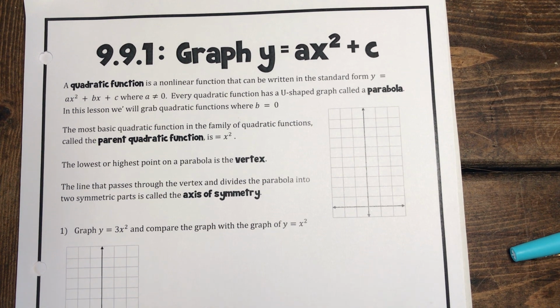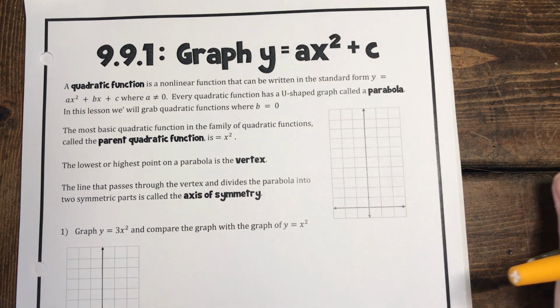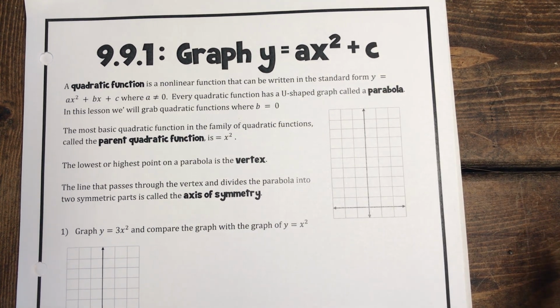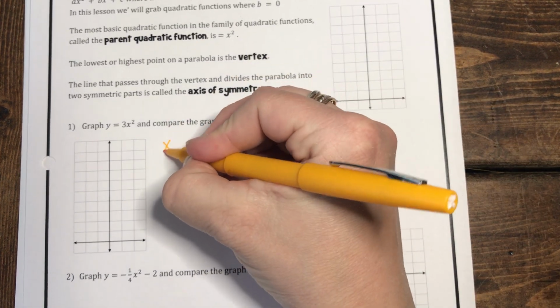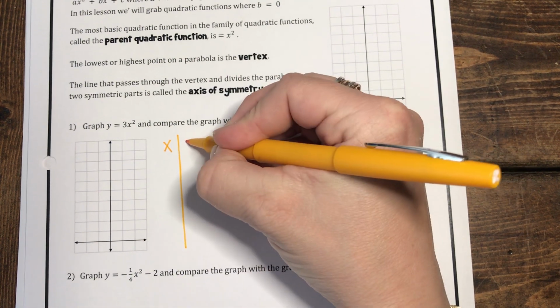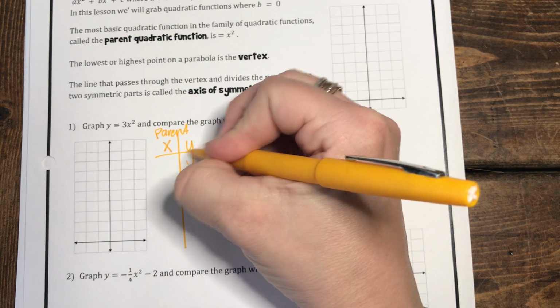Okay, so in this lesson we'll graph quadratic functions where b is 0. So ax squared, no b, plus c. The first thing we have to talk about is what's called the parent quadratic function. I'm going to make a little table of values down here, where we have x and y. And I'll just write parent so we know what we're doing.